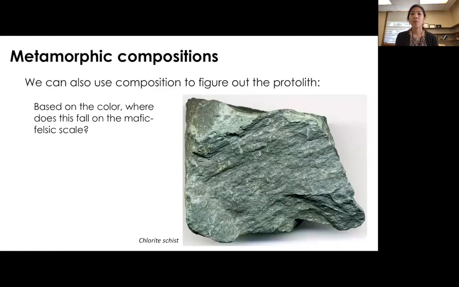All right. We can also use the colors to figure out something about where the rocks came from. So for example, this green rock here is a chlorite schist. So we can use this color to try and determine where it fell on that mafic-felsic scale. So if you remember from Bowen's reaction series, even if we can't identify individual minerals, we can use their general color to figure out what minerals may be present and whether we're looking at ultramafic, mafic, intermediate, or felsic rocks.